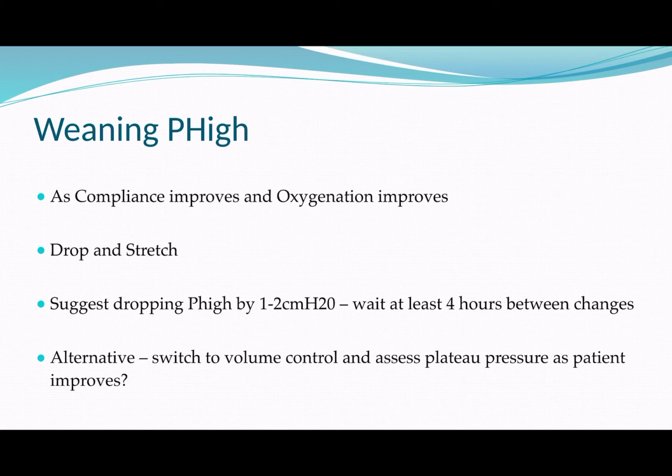I'd caution slightly against switching between volume and APRV modes of ventilation, because all that recruitment that you've achieved with APRV can be lost by just switching between ventilator modes every so often. So what I would advocate for is dropping down your PHigh slowly. And once you've got down to a PHigh of around 10 to 15 centimeters of water, you can then think about changing them over to a spontaneous mode of ventilation like CPAP pressure support.